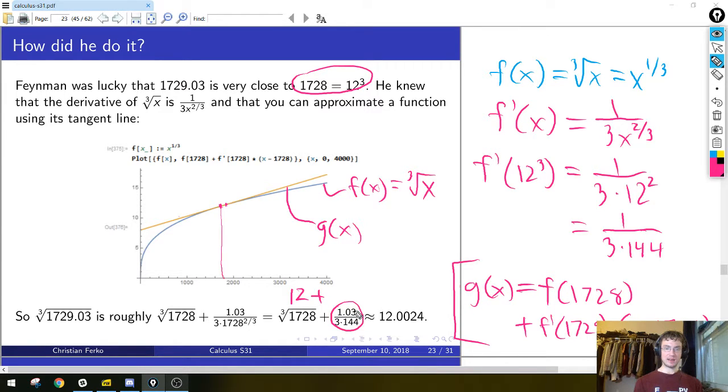And this is what Feynman was doing in his head, this sort of division. This division is kind of easier to do. This is basically 1 over, what's 3 times 144? Well, 300 plus 120 plus 12. So what's that?